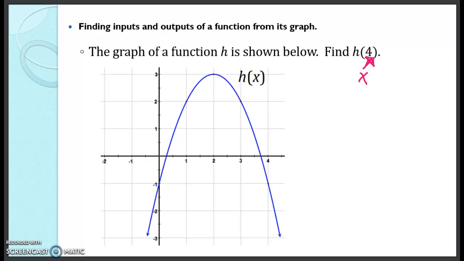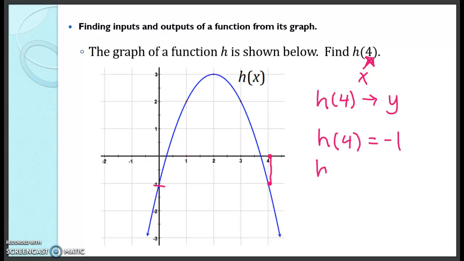And then h of 4 is the y. That whole thing is the y, whereas just the inside part is the x. So, x is 4, what is our y value? That's what it's asking. So at x is 4, our y value is -1. h of 4 equals -1.